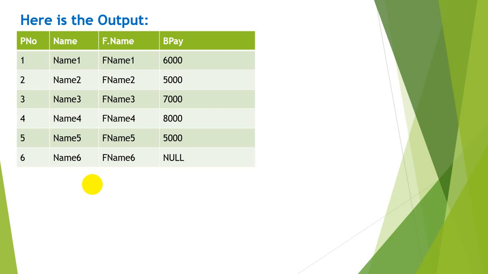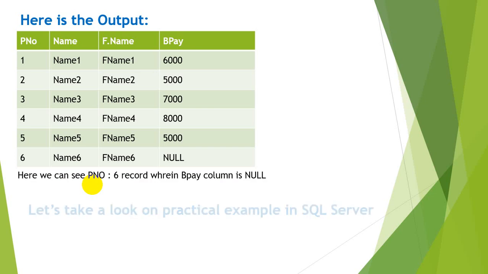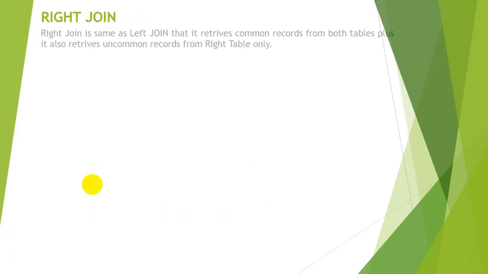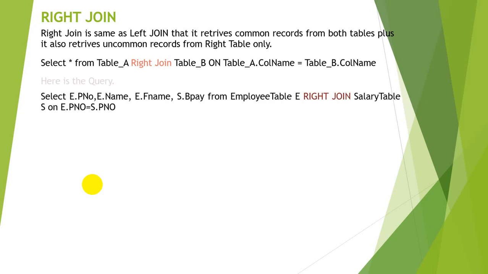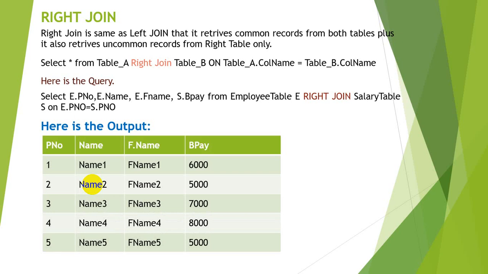The same thing applies to right join. Right join is the same as left join, but it retrieves uncommon records from the right table rather than the left table. Same syntax as left join. Here is a query. So what will be the output? This is the output.